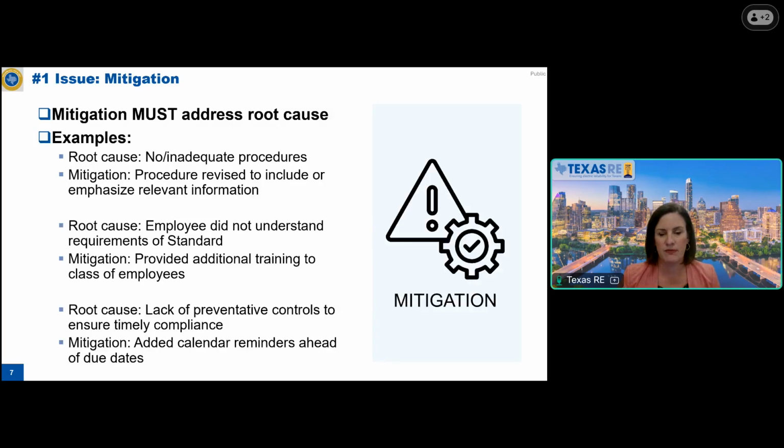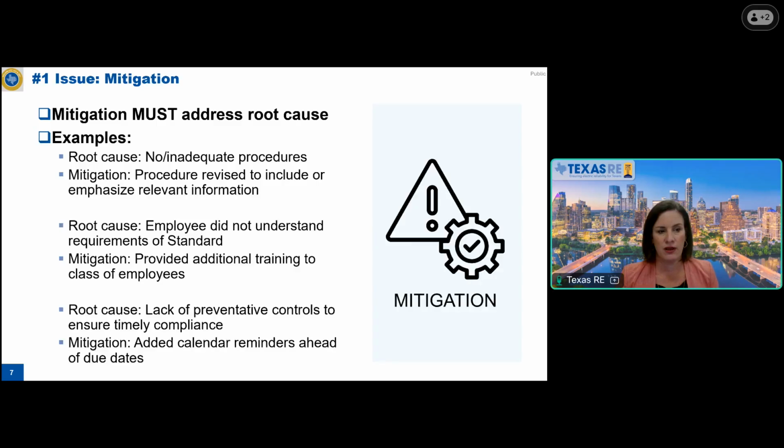Another important thing to keep in mind when you're submitting mitigation is that your mitigation must address the root cause of the problem. The best way to think about this is you might even want to go backwards and think about, okay, well, what mitigation did we end up doing? What kind of steps did we take to make sure it won't happen again? What steps did we take to stop the noncompliance? And then go backwards to root cause from that.